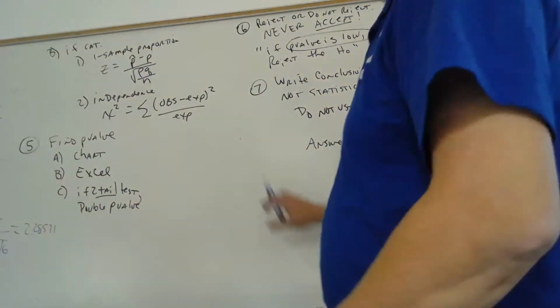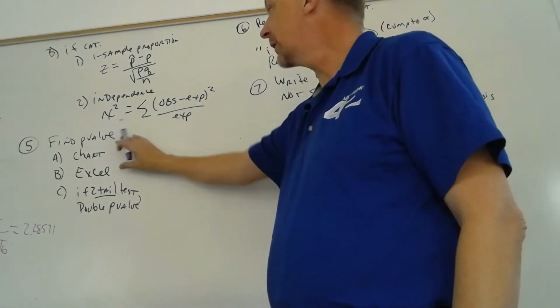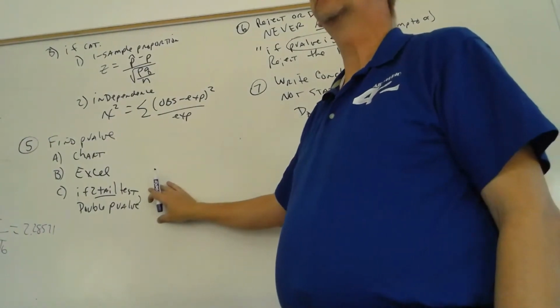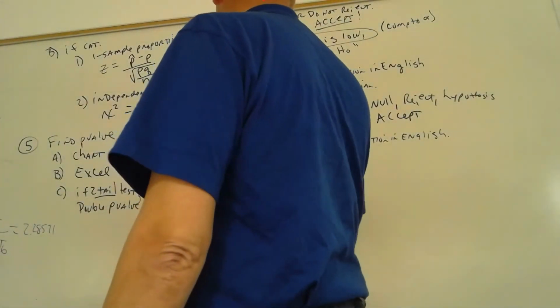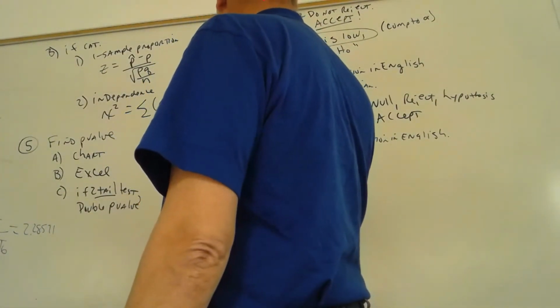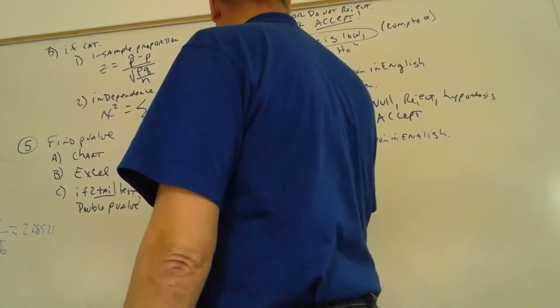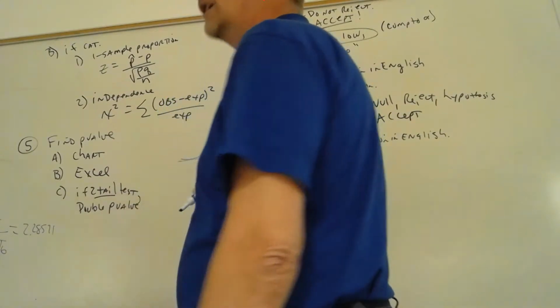Step number 5 says, find the p-value. There are 2 methods you should be able to do it, the chart or Excel. Is it a 2-tailed test? No, it's a 1-tailed test. And which tail is it? Right. We think they're going 25, or the null hypothesis says they're going 25. We think they're going faster, 29.